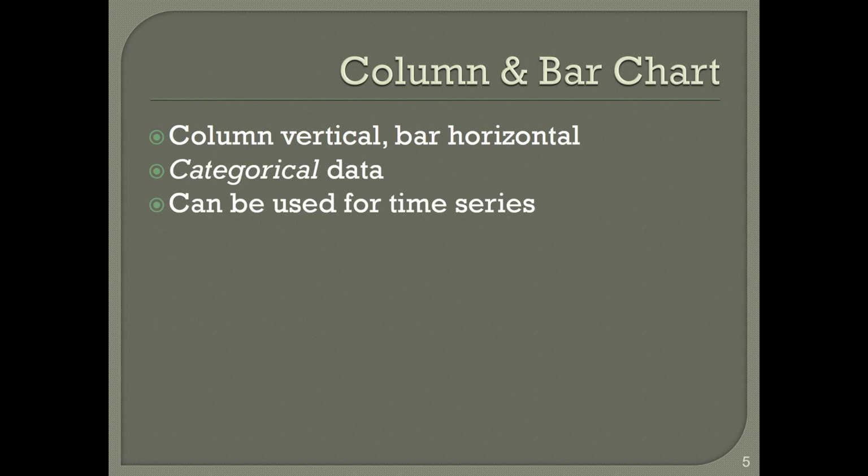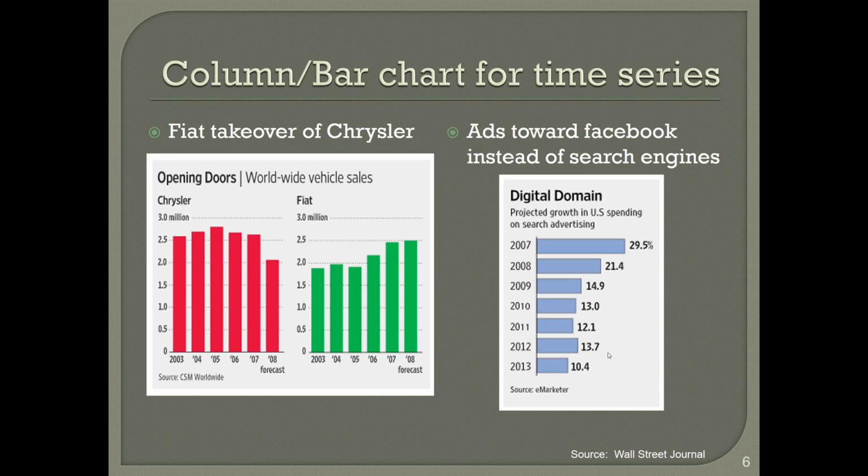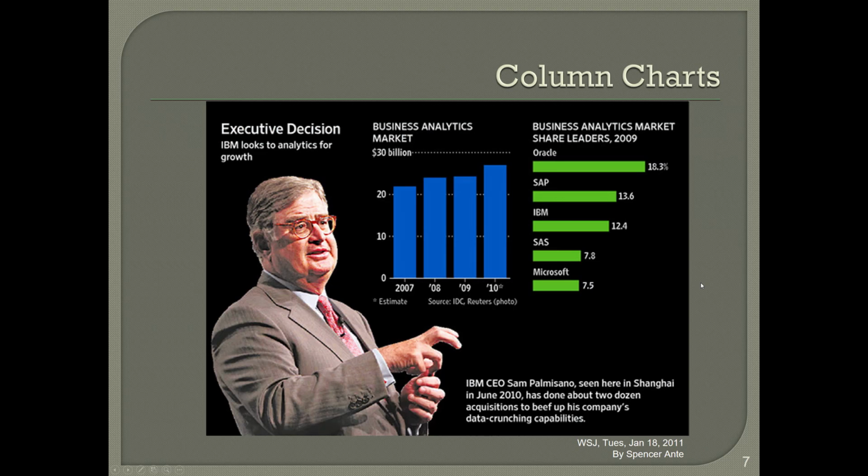Let's look at some examples. See on the x-axis you've got basically a bar for each year in both of these cases for worldwide vehicle sales, and then ads towards Facebook instead of search engines. Each bar represents a year. So that's column and bar charts for time series, whereas column would be the vertical, bar is the horizontal. And a few other examples. Business analytics market, you've got basically year on the x-axis, so each bar represents a year.